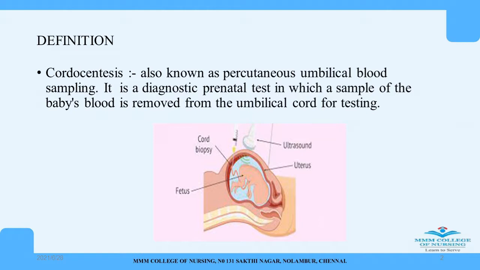for testing. So already we have seen about amniocentesis. This is the same procedure as amniocentesis, but here the blood is taken from the umbilical cord of the fetus for diagnostic testing. This is known as cordocentesis. So it is a diagnostic prenatal test in which a sample of the baby's blood is removed from the umbilical cord for testing.